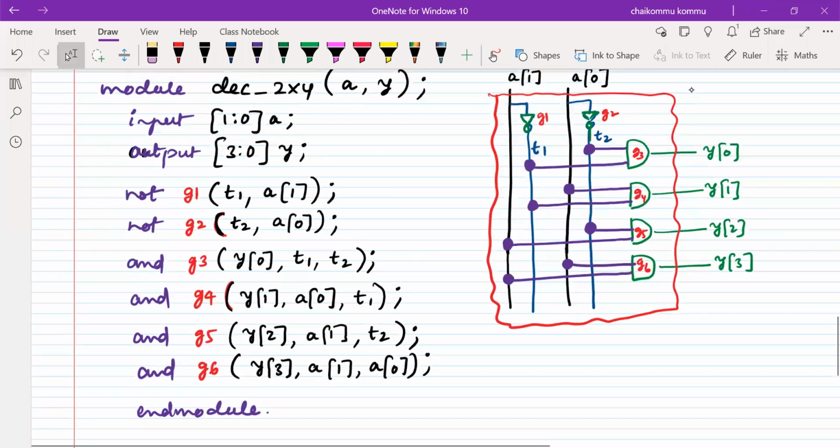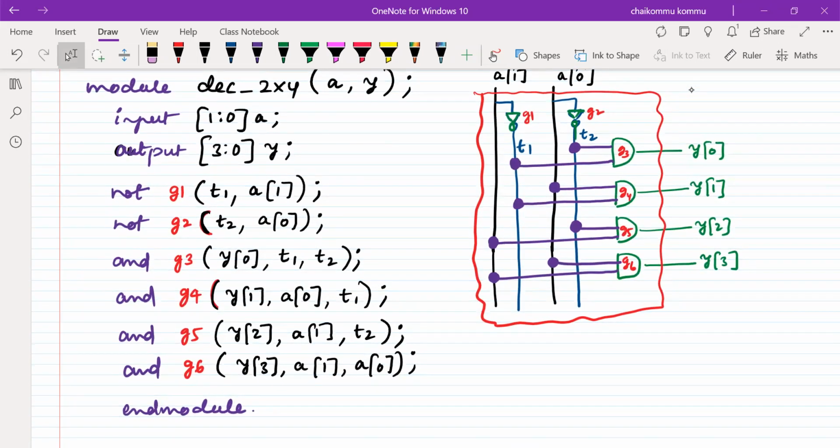Once we know the gate level circuit, then it is possible to write gate level modeling. Of course, we forgot to declare the wires, because T1, T2 we need to write. The wires are T1, T2. If you want to write T1, T2 in vector notation, you can write 1 down to 0 of T, but you need to change the code inside. So this is how we write a 2 by 4 decoder module.